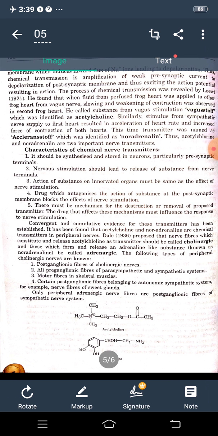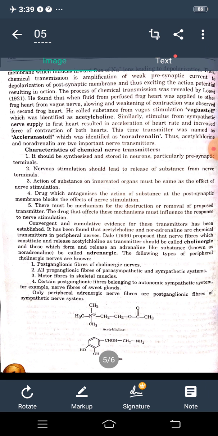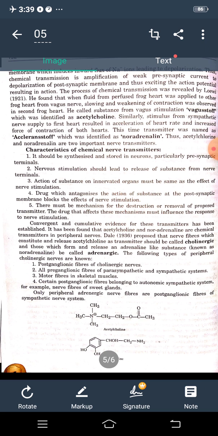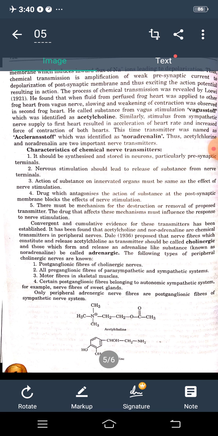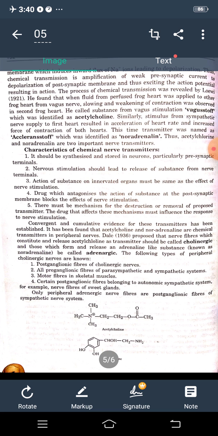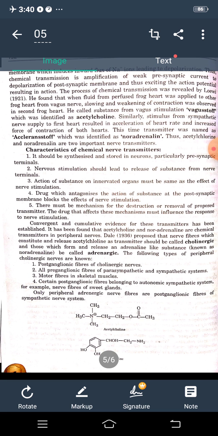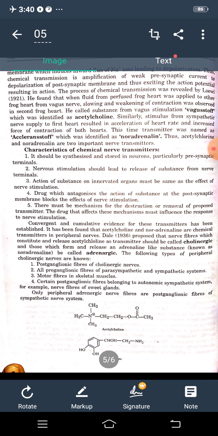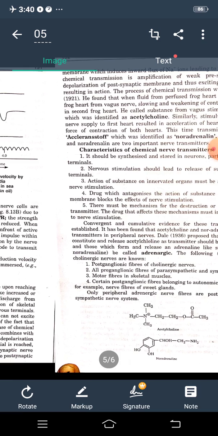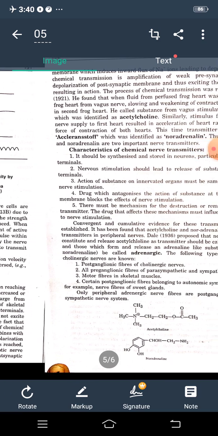So the following types of peripheral nerves are shown: postganglionic fibers of cholinergic nerves, all preganglionic fibers of parasympathetic and sympathetic systems, motor fibers in skeletal muscles, and certain postganglionic fibers belonging to the autonomic sympathetic system, for example, nerve fibers of sweat glands, as shown in the following chemical formulas of acetylcholine and noradrenaline.